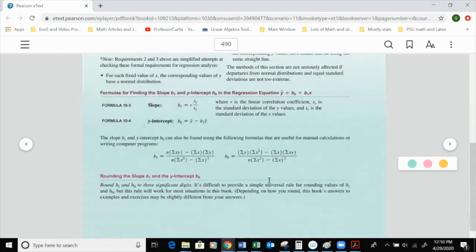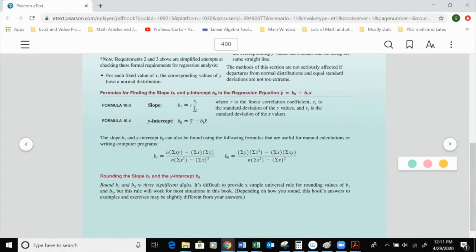It's in your notes. So how do you calculate the slope and the y-intercept? Well, to get the slope, what you do is you take R, Pearson's product moment correlation coefficient, and you multiply it times the sample standard deviation of the y parts of your bivariate data.